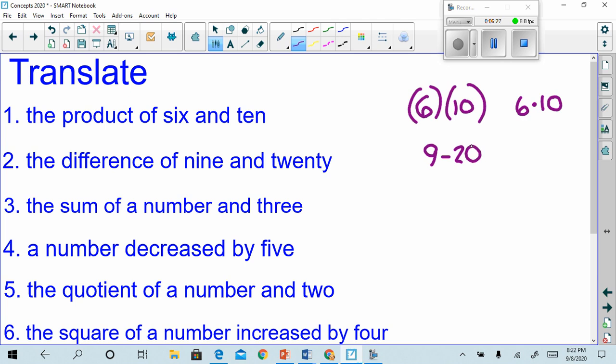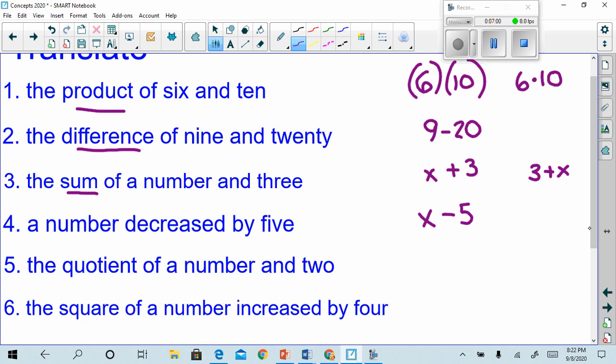Number 3, sum of a number. So again, I had product, I had difference, I have sum. Sum indicates addition, so the sum of a number and 3 can be the same as 3 plus x. Order does not matter with multiplication or addition. It does with subtraction and division. A number decreased by 5.